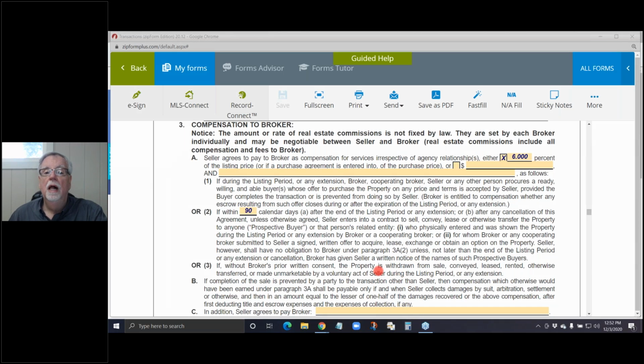And it says, unless otherwise agreed, sell after cancellation enters into a contract to any person who physically entered and was shown the property during the listing period, or any extension, by broker or cooperating broker, or for whom broker or any cooperating broker submitted to seller a signed written offer to purchase, right? If you've shown the property or written an offer on the property, you can put their names down here. Soon you'll be able to put their names down. Right here there isn't a place, but there is one coming up. And if those people buy it, you get paid a commission. That's 5 ways. But we're not done.